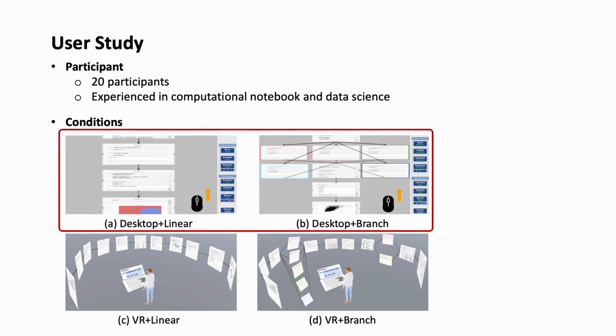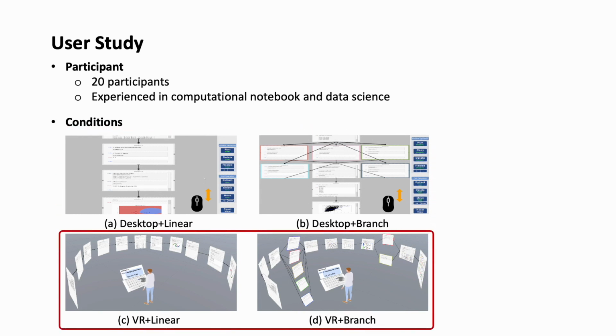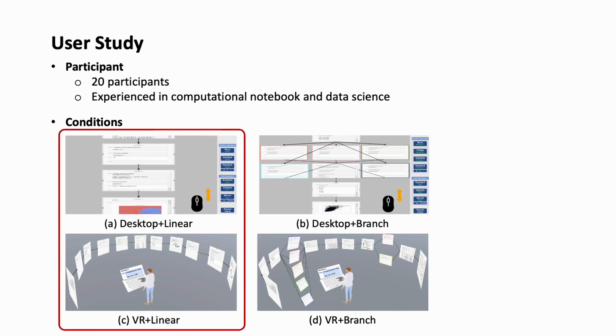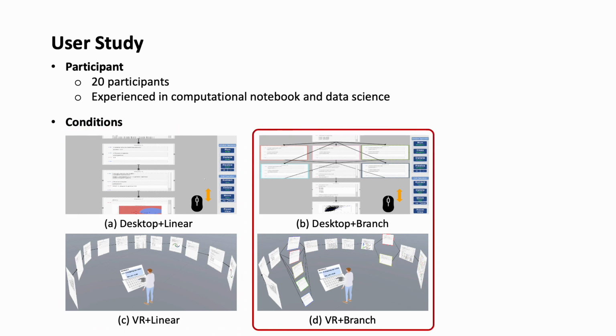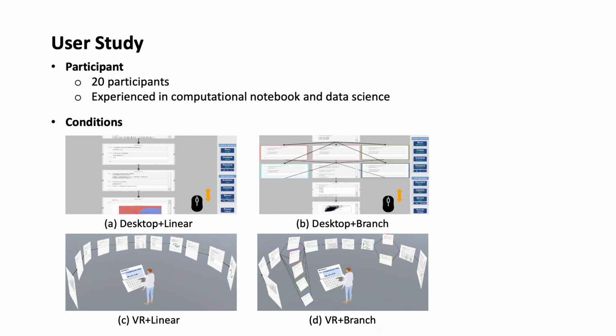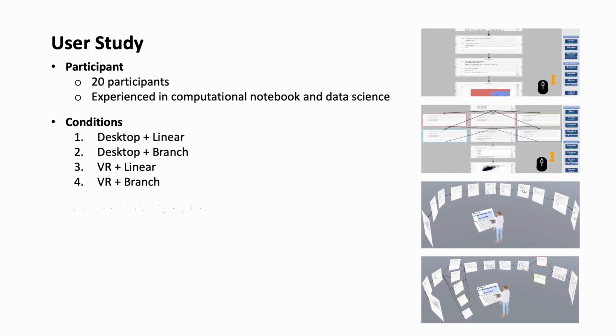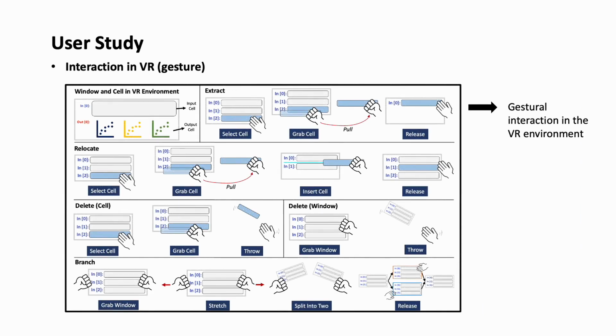In the desktop condition, they needed to navigate using a mouse, but in VR environments, they needed to use body movement to navigate and interact. In the linear condition, they were not allowed to create branches, which means they needed to stick with the linear layout of traditional computational notebook settings. In branch conditions, we allowed them to create branches for more effective comparisons. Specifically in VR conditions, we employed gestural interactions. For example, users need to grab and pull out, throw it away, or split it apart to perform the following operations.